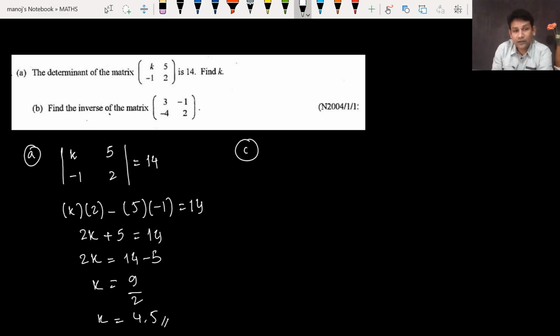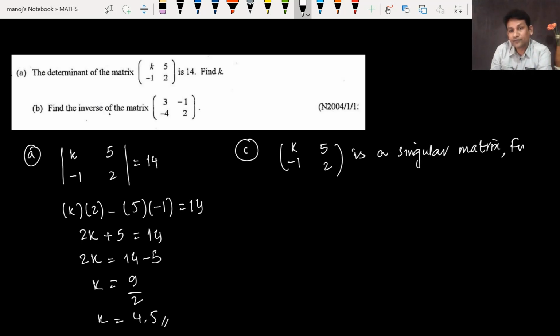Same question, I'm writing that k minus 1, 5, 2 is a singular matrix. One example, I'm just giving one example. Singular matrix, find k. What do you mean by this? Singular matrix, determinant is 14 in the given question, but there is no determinant here. Whenever you have a singular matrix, the determinant is always, sorry, 0. The determinant is always 0 when we have a singular matrix, meaning inverse is not possible.